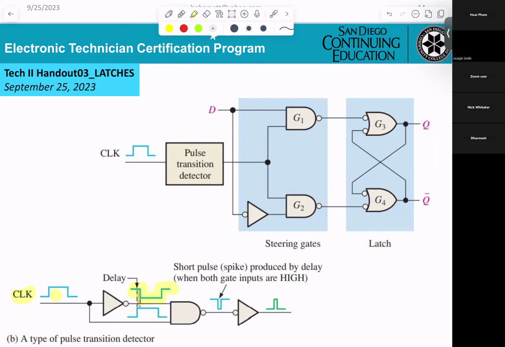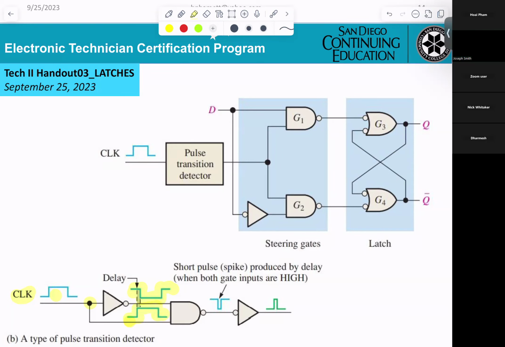So one goes directly to the inverter here. If the input is low, the inverter makes it high, and the output will go low, then high. The other one will be the same thing with the input clock.